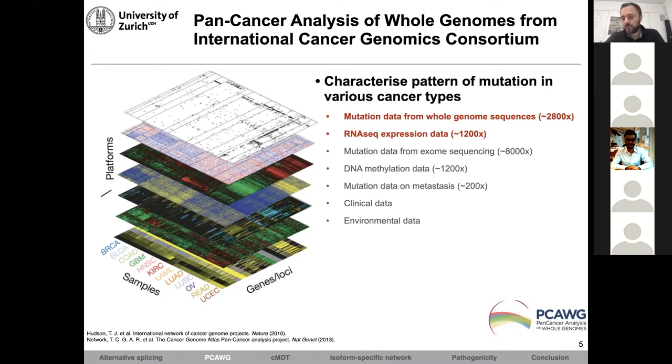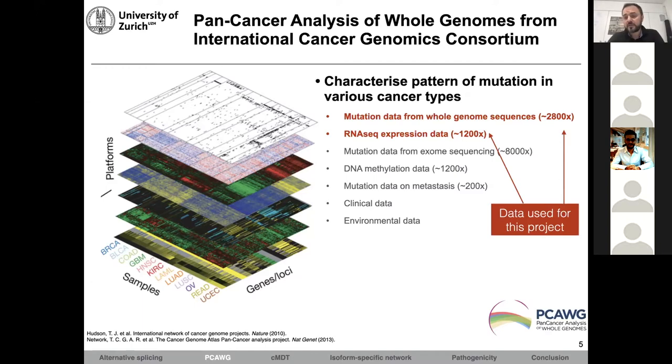So, what type of data did we have available? First of all, we had 2,800 whole genome sequences available, so mutational information over the entire genome. And important for our project was that among those 2,800 samples, we had 1,200 samples with RNA-seq expression data. And the RNA-seq expression data we could now use to assess which transcripts are most dominantly expressed.